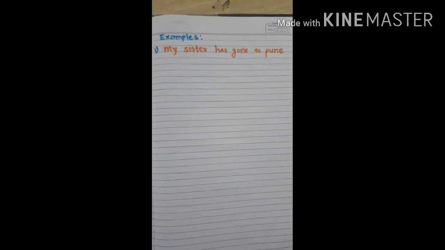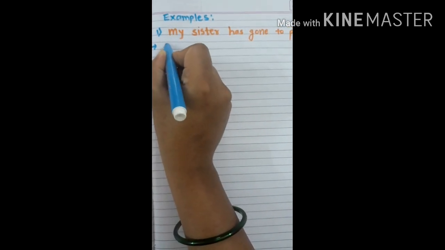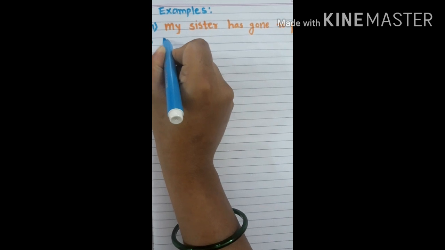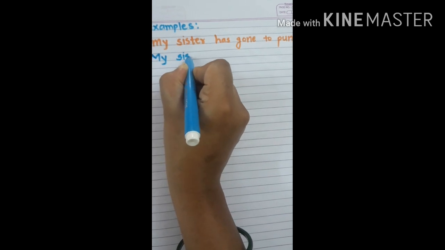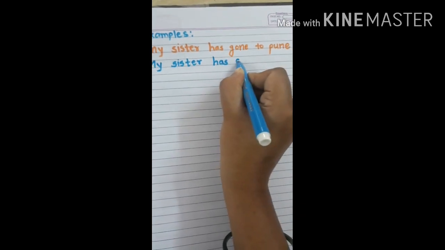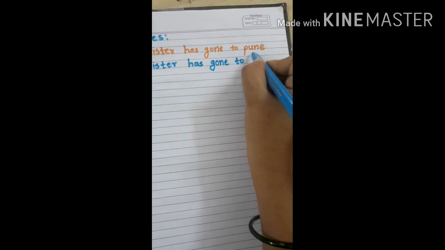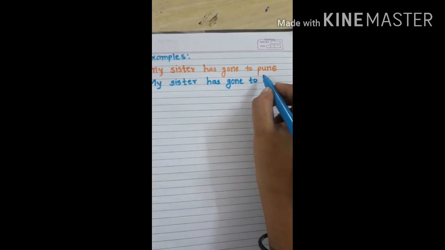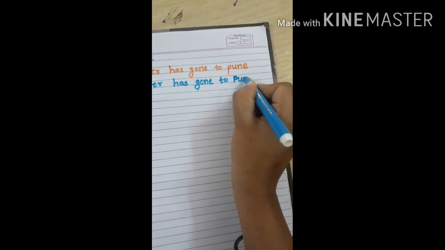My sister has gone to Pune. Let us punctuate the sentence. First letter should be capitalized. My sister has gone to Pune. Pune is a name of a city, so it is a proper noun. So first letter will be the capital letter, Pune. End of the sentence, full stop.